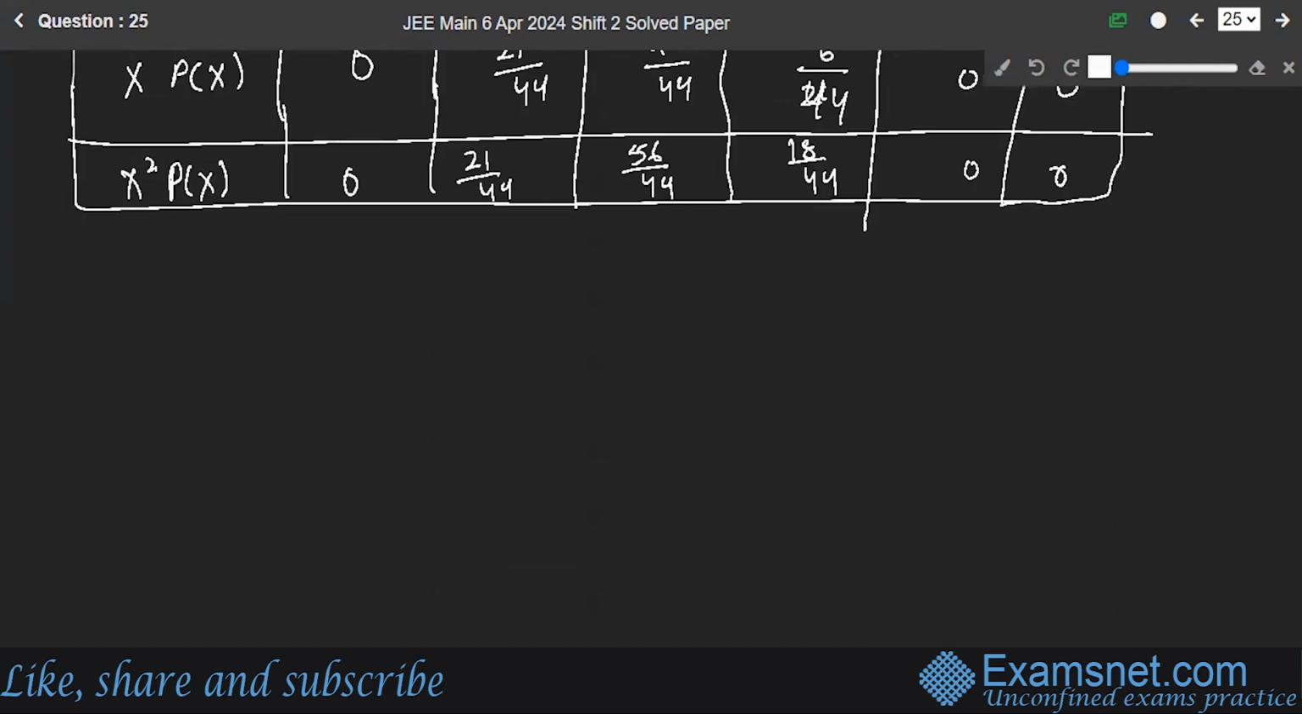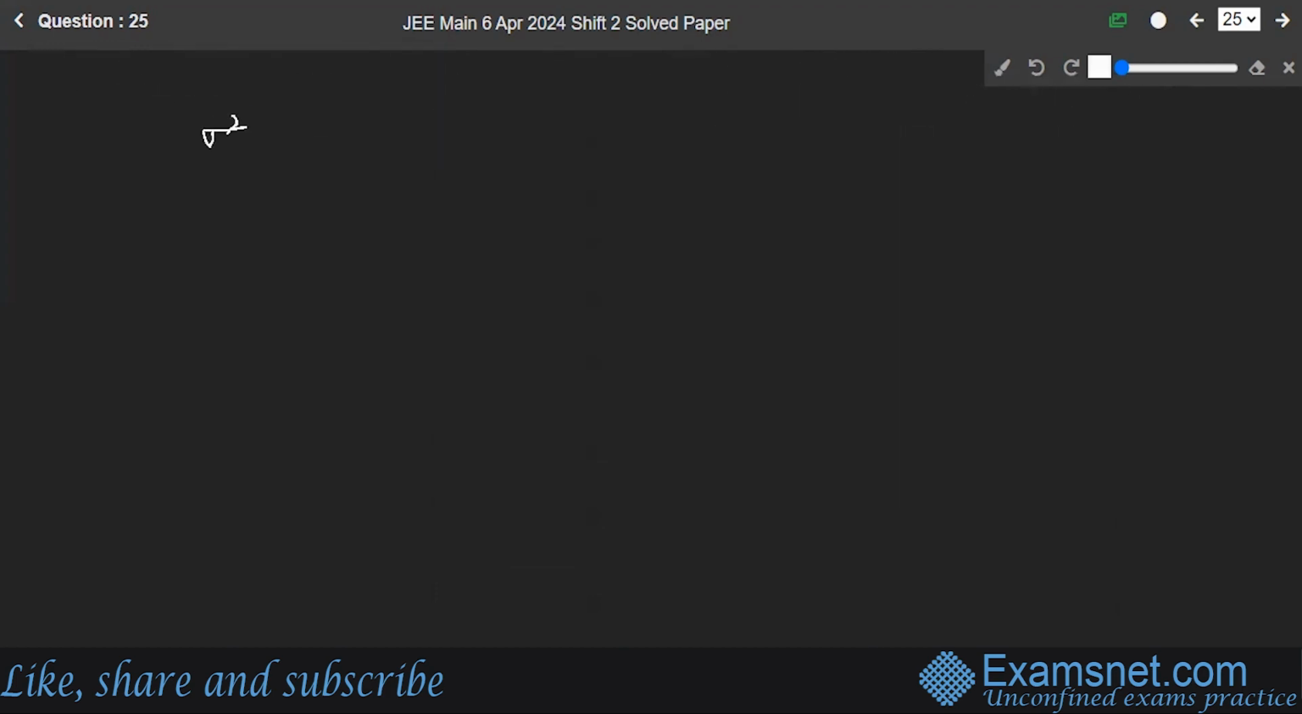Now you are asked, if the variance of x is m by n, let's go for finding out the variance of x. This is given by summation x square P(x) minus (summation x into P(x)) square. This is equal to, let's add them.